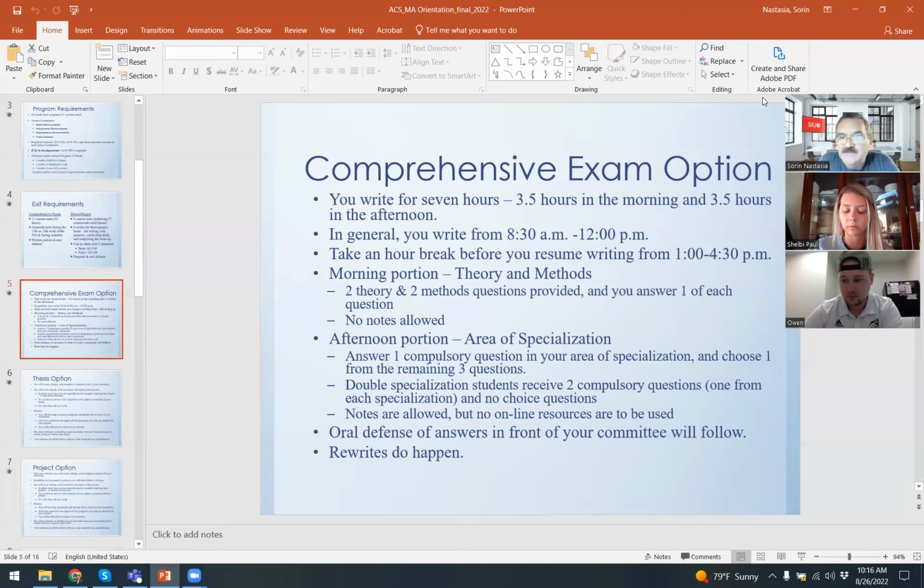Oral defense after this writing. The people in your committee, or the professors who wrote the questions for you, will evaluate your answers. And then you will have an oral defense of your answers in front of your committee later on, under agreement with your committee. It has to be in subsequent weeks, but of course, well before the end of the semester.